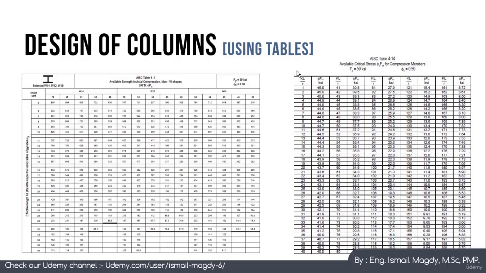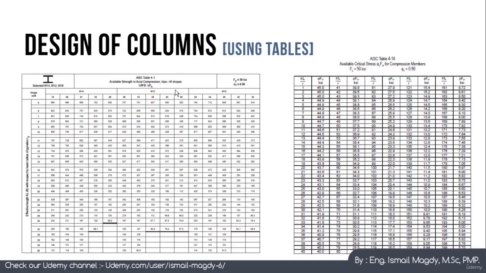So in this case, you refer to this KL over r column. You use whatever value of KL over r you have. For example, here 22. Opposite to it, you can see the value of phi Fcr, which will be 43.4, or whatever value you get depending on the KL over r. So without even calculating the Fe, or using the equation for the F critical, just using the KL over r, you go to the specific value, and opposite to it you find the value you need, which is phi Fcr.